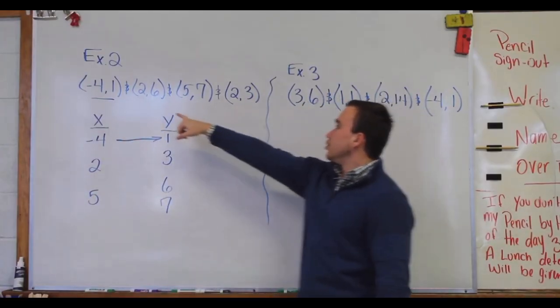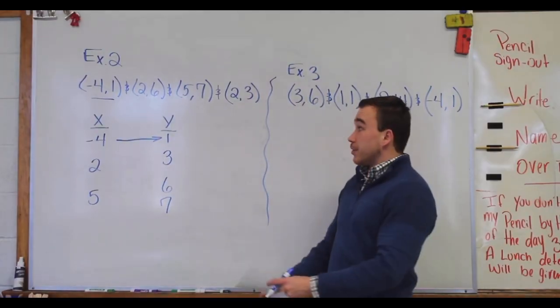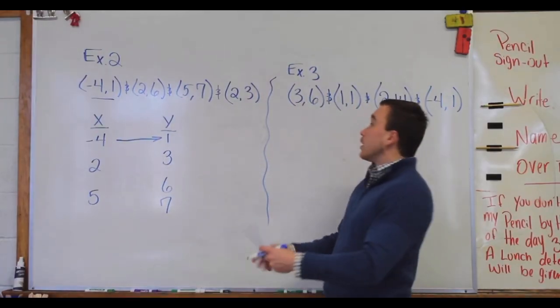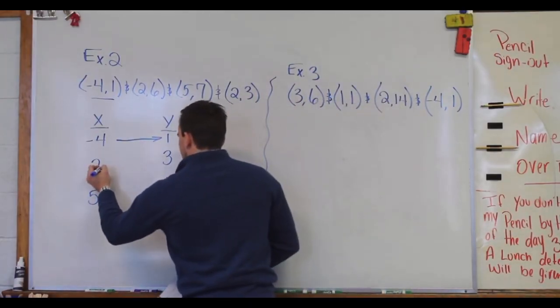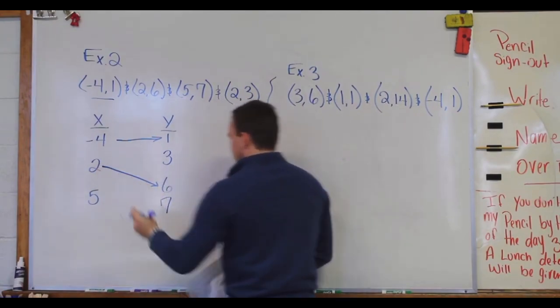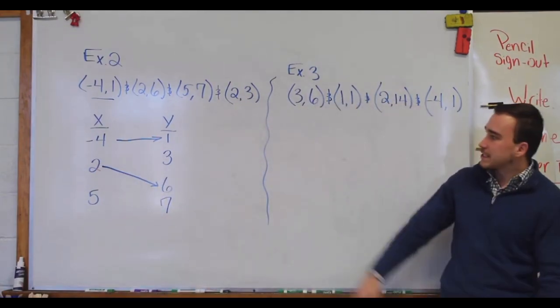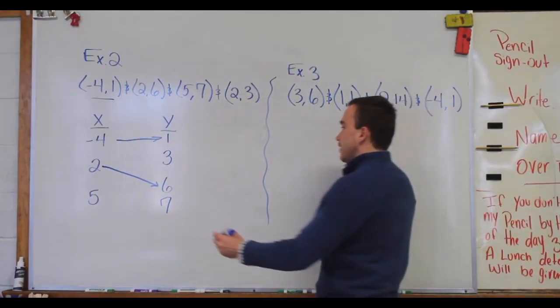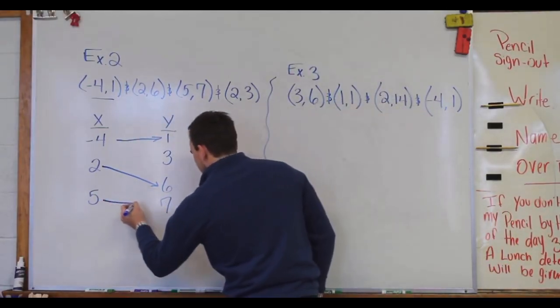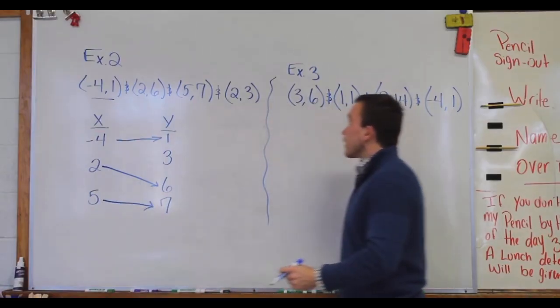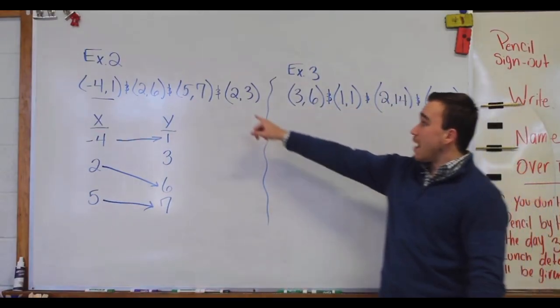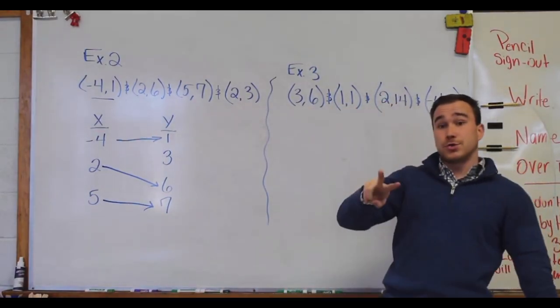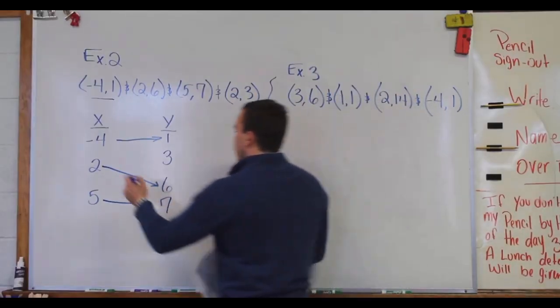Next up, we got 2, 6. So our input is 2, and we get out 6. There we go. Next ordered pair, we got 5, 7. So we input 5, and we get 7 out as our output. And then finally, we have 2, 3. We input 2, and we get out 3.